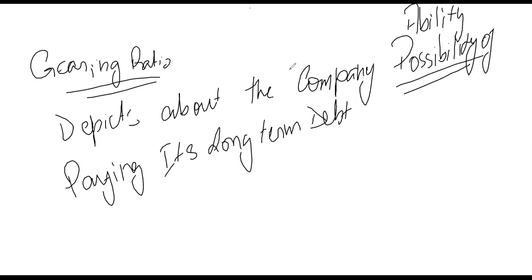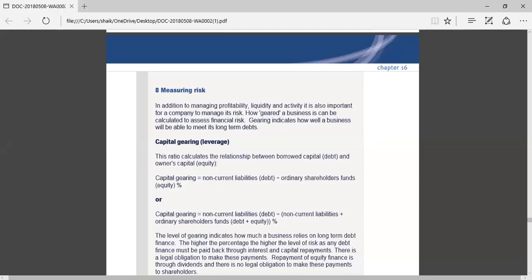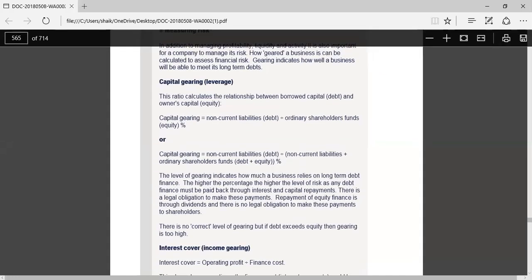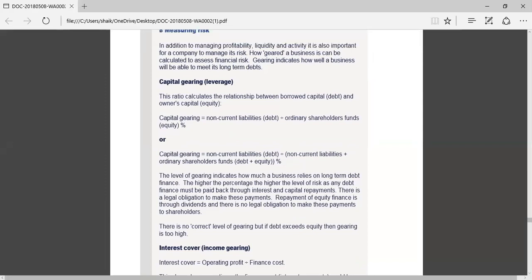Now let us discuss how this ratio will be calculated. Let us draft an example. First, let us see what this ratio is about to tell us. The ratio calculates the relationship between the borrowed capital, that is the debt, and owner's equity. See, we basically use the second formula. Capital gearing ratio is equal to the non-current debt, that is non-current liabilities, divided by the non-current liabilities plus owner equity, that is debt plus equity.